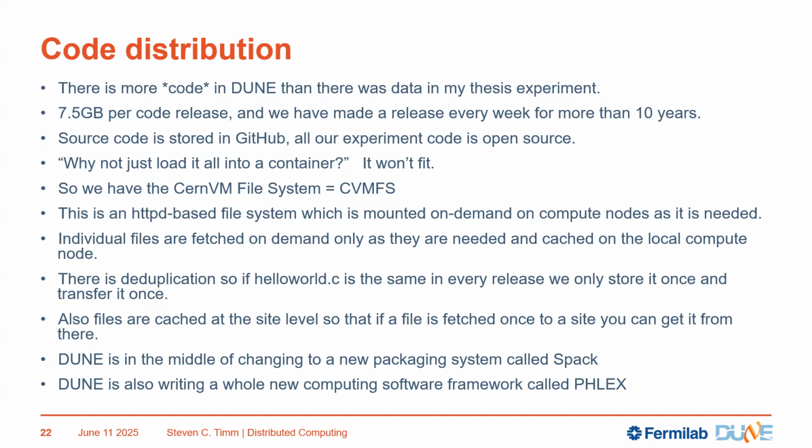Now, the other big thing that really saves us is what's called deduplication. So you can imagine that not every file changes in every release. Most of them don't. So if hello world.c is the same in every release, I'm only storing it once. I'm only transferring it once. So what starts out as what would be expanded to almost a terabyte of code on a flat system ends up being much less than that actually stored on the source and going out.